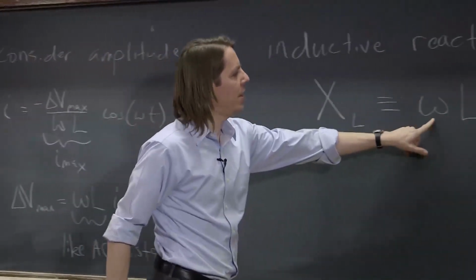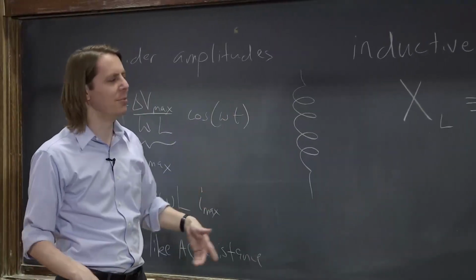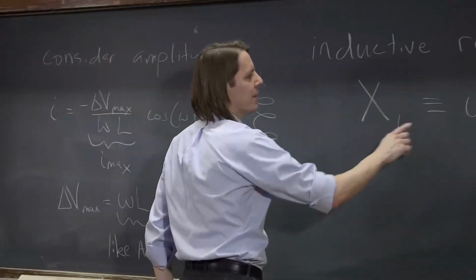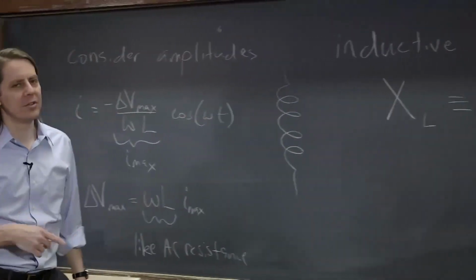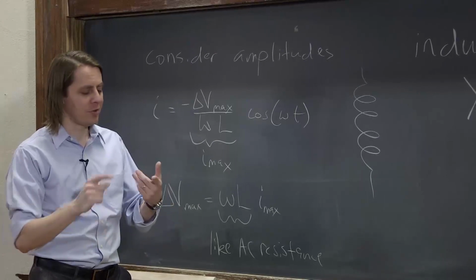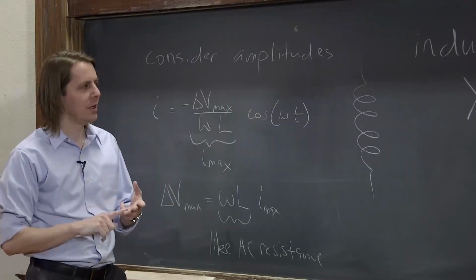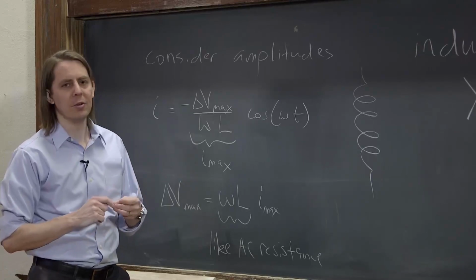If your frequency is really high, then the B field is changing fast, more induction, more back EMF, and a bigger effect. So that's why the inductive reactance is linear with frequency, which is the opposite of the capacitor. So we have three elements. Resistor doesn't care about frequency, the capacitor is inverse with frequency, and the inductor is linear with frequency.